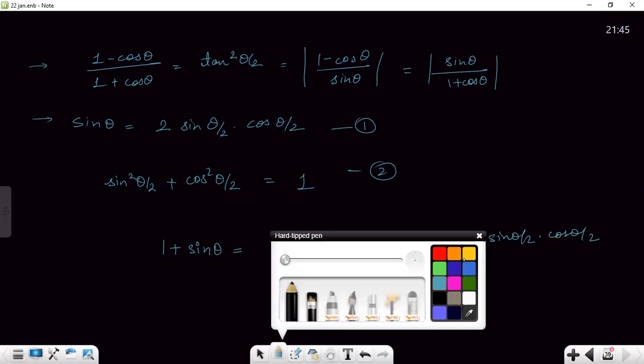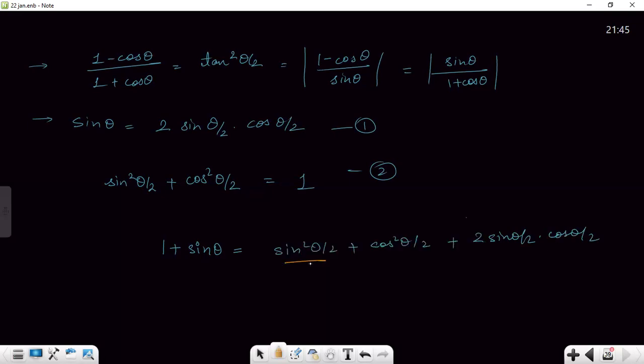Now we may see a pattern here. This is a square, this is b square, this is 2, this is a, this is b. A square plus b square plus 2ab is what? A plus b whole square. So sine theta by 2 plus cos theta by 2 whole square is equal to 1 plus sine theta. That is very important. Similarly, if it was given as 1 plus sine 2 theta, then it will be equal to sine theta plus cos theta whole square.